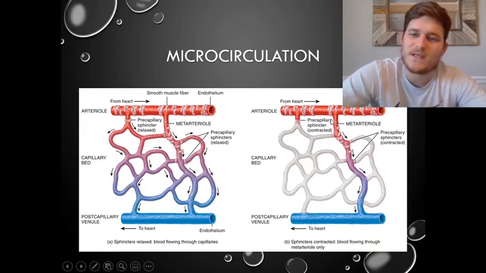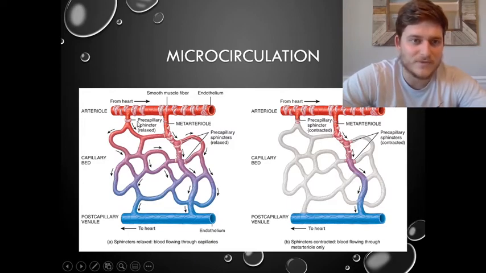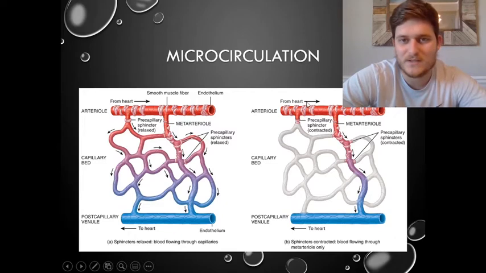But we could see within that microcirculation that there are these sphincters which control blood flow at the microcirculation level. And so if one of these sphincters contracts, it's then going to cut off blood flow in a certain direction. And then all that blood flow is going to travel down this metarteriole instead to make its way down to these specific cells.